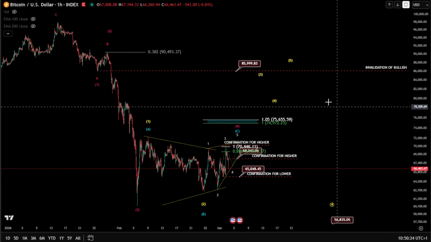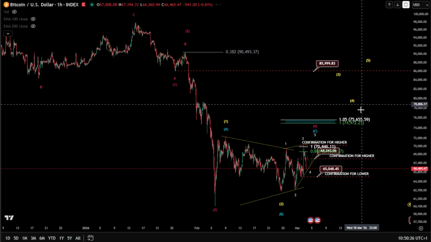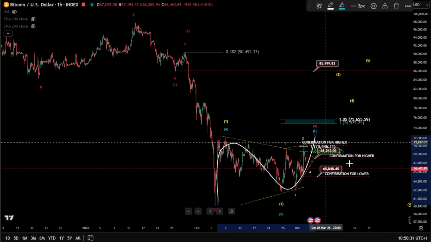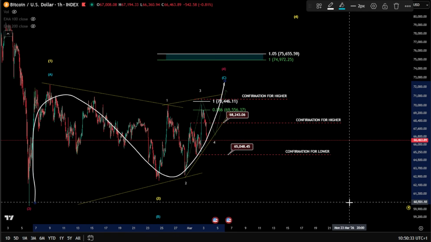So for the 1 hour chart here, I'm looking at the micro level. Basically, we have a potential A, B, and a C here, very likely to unfold.